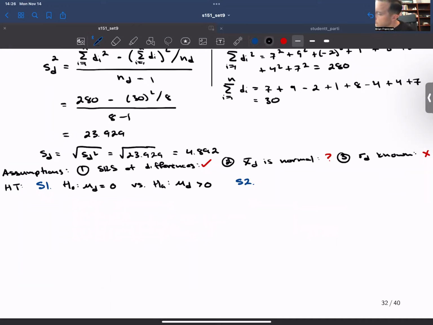Okay, on step 2, we simply state the significance level. I believe we're using the standard here. So we have alpha 0.05.